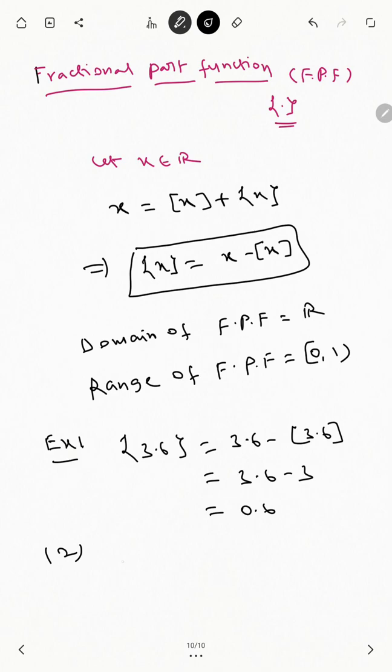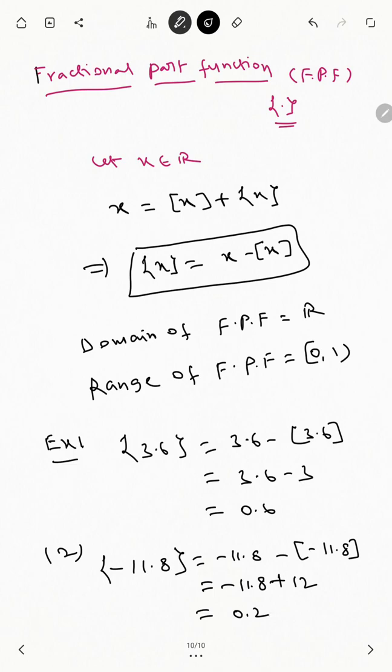Example 2, minus 11.8. Let's use this. The fractional part is minus 11.8 minus the integer part of minus 11.8. What is the integer part of minus 11.8? Minus 12. So we are getting 0.2. So look at the range here. We are getting a positive number only, that too between 0 and 1.